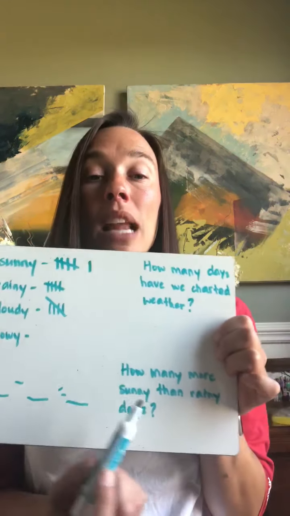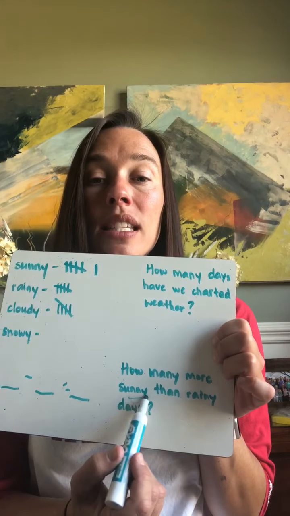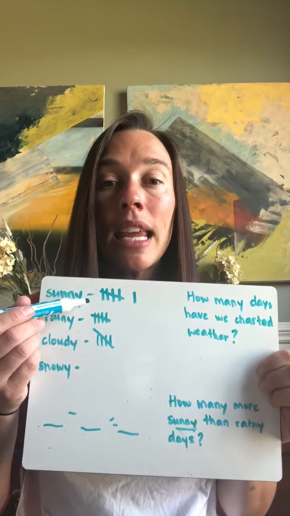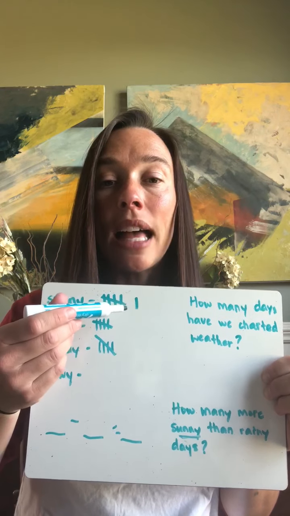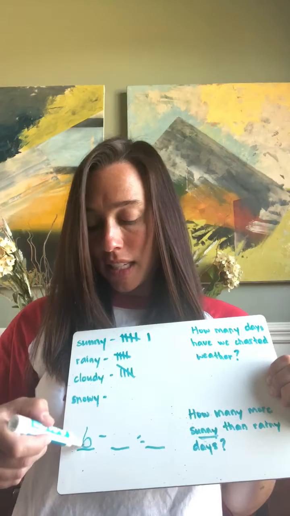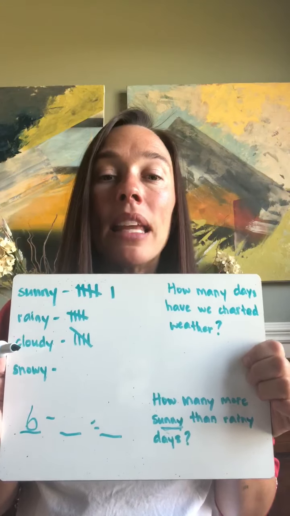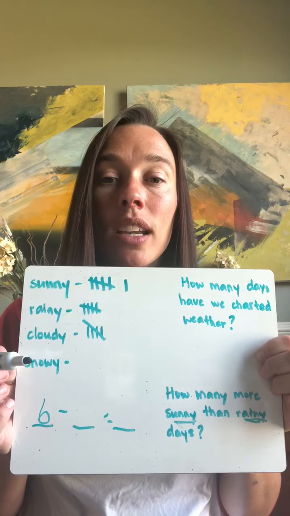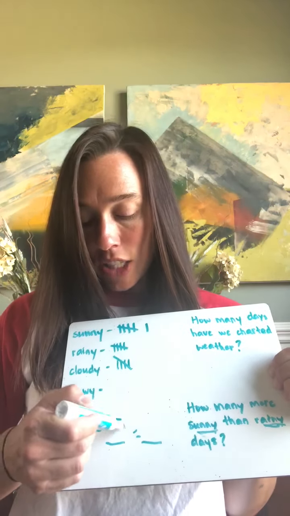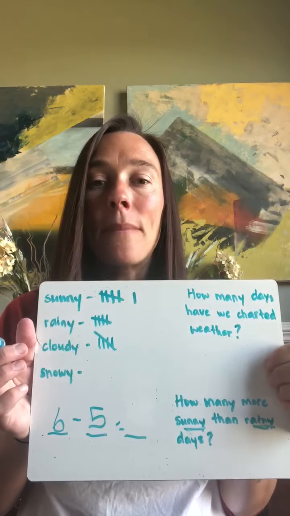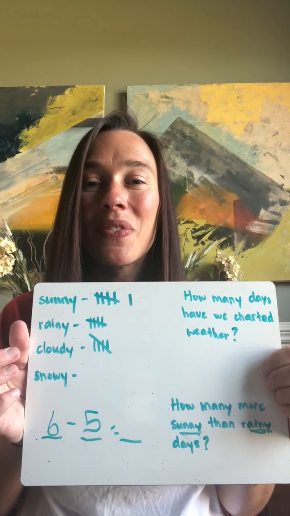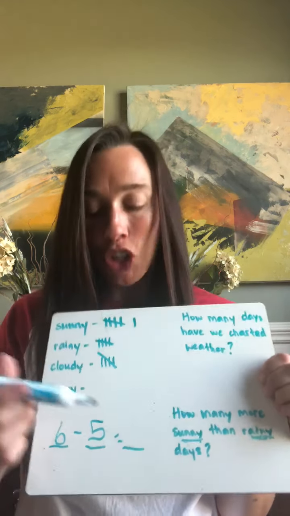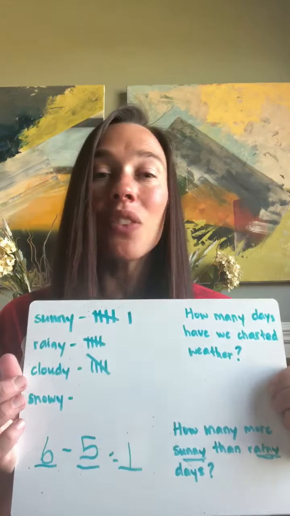And now think back to what I said. How many more sunny days? So look at sunny. How many sunny days have we had? 6. We've had 6. Good job. And how many rainy days have we had? Look back at our chart. We've had 5. Okay, so what is 6 minus 5? Good job. You said 1. That's exactly right. We have had 1 more sunny day than rainy day.